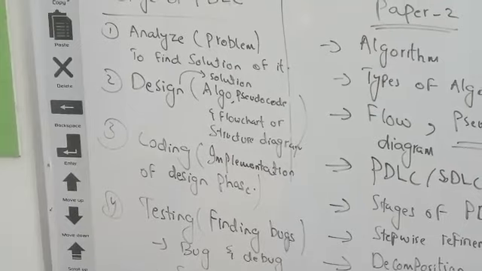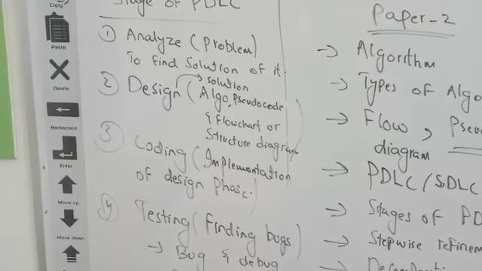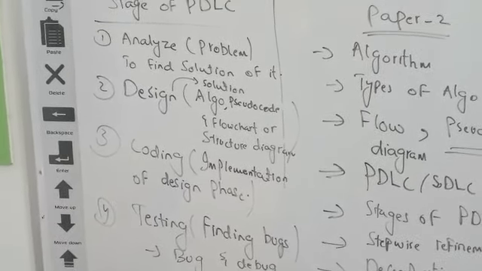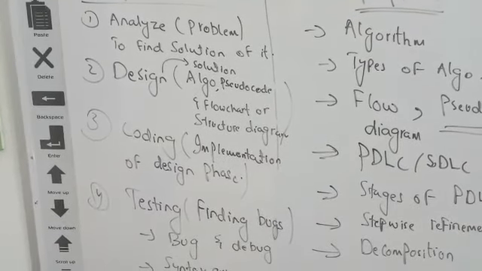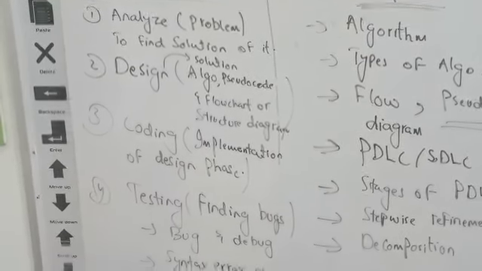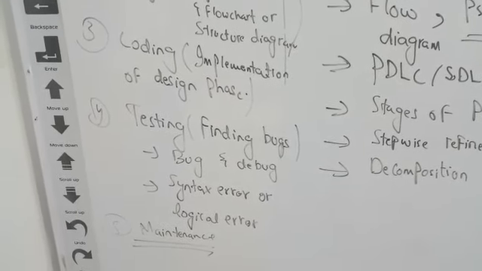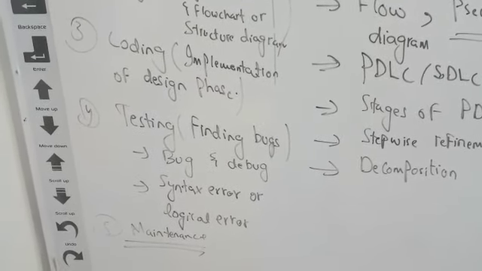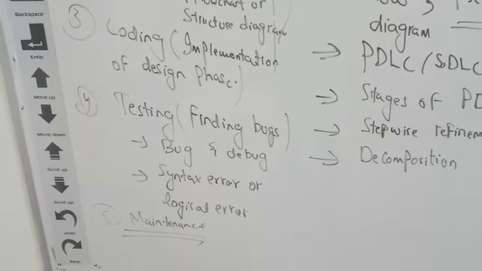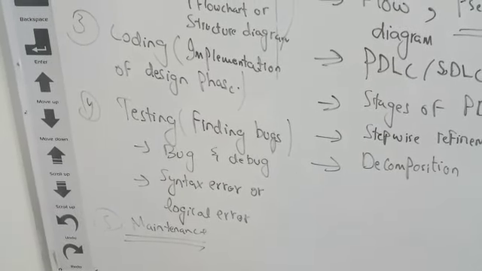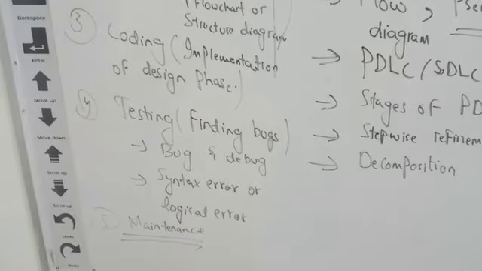In the coding section, whatever we have designed, for example in pseudocode or algorithm, we will implement it with the help of different high level languages. This is called the implementation phase. And here is our testing phase. In the testing phase, we will find the bugs and debug. Bugs are the errors, and debug means removing those errors. Also part of the testing is finding syntax and logical errors.